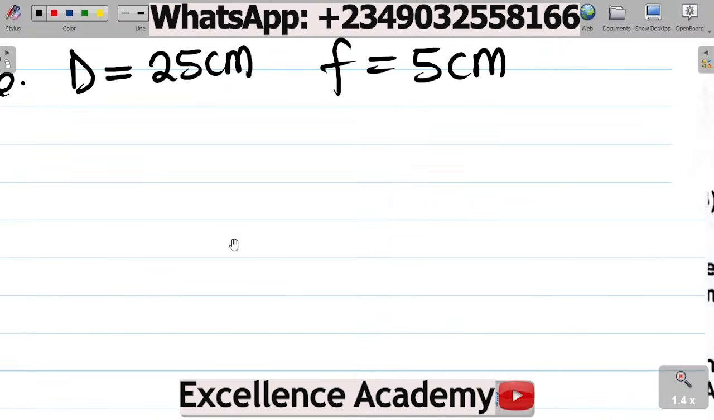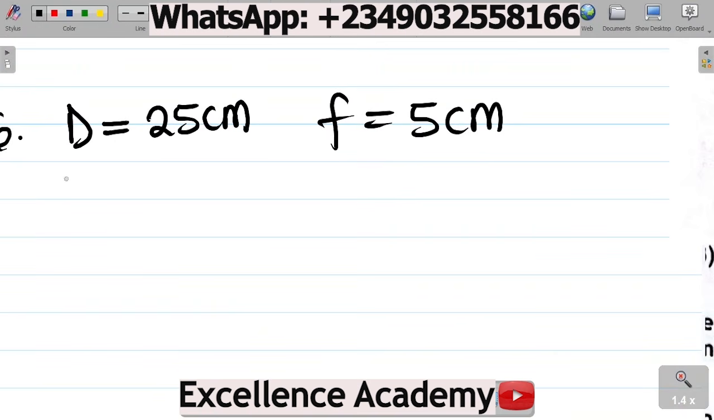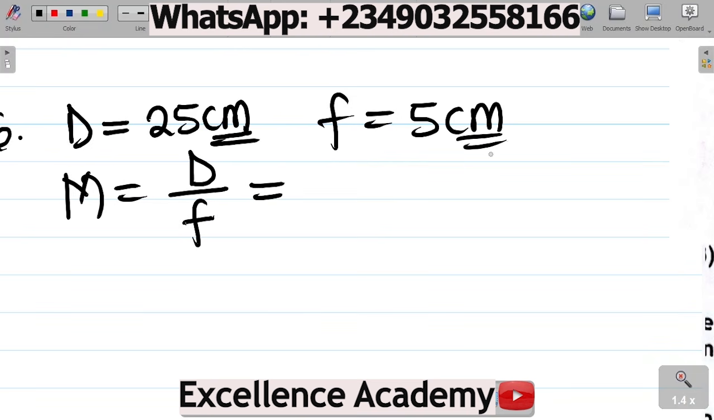Yep, angular magnification. So let's call this M. Magnification, or the angular magnification, is equal to the ratio of the least distance of distinct vision to the focal length. All right. And you want to note that in optics, our distances or our lengths are taken in centimeters. So you don't have to convert to meters.